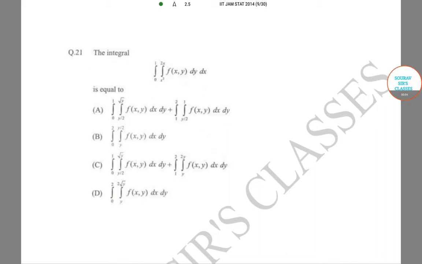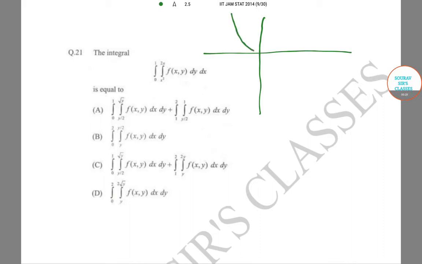We are solving IIT JAM Statistics 2014's question paper, and the problem that we have in hand is the integral from 0 to 1, x squared to 2x, f of xy dy dx. Now let us try to find out the area where the function has to be integrated.